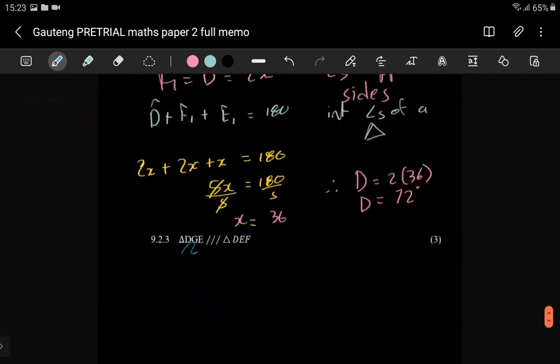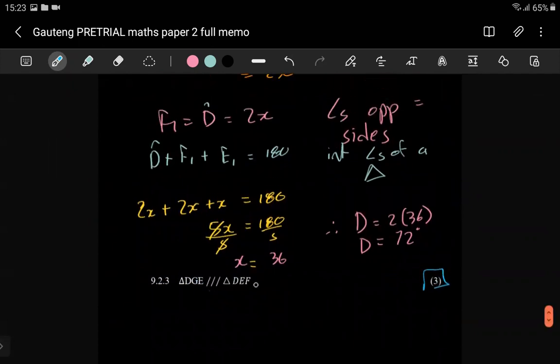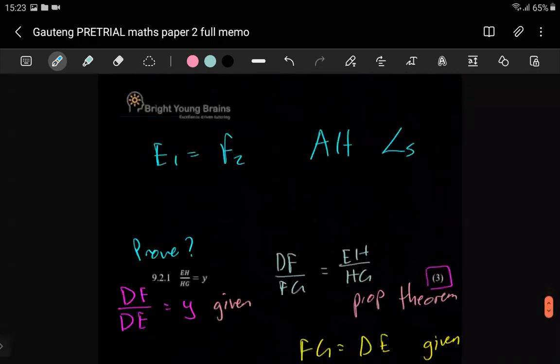And then they want us to prove similarity between triangles for 3 marks. DGE. We need to prove that it is similar to DEF. DGE, DEF. D, G, E, and D, E, F. Awkward. Not gonna work. See that again.